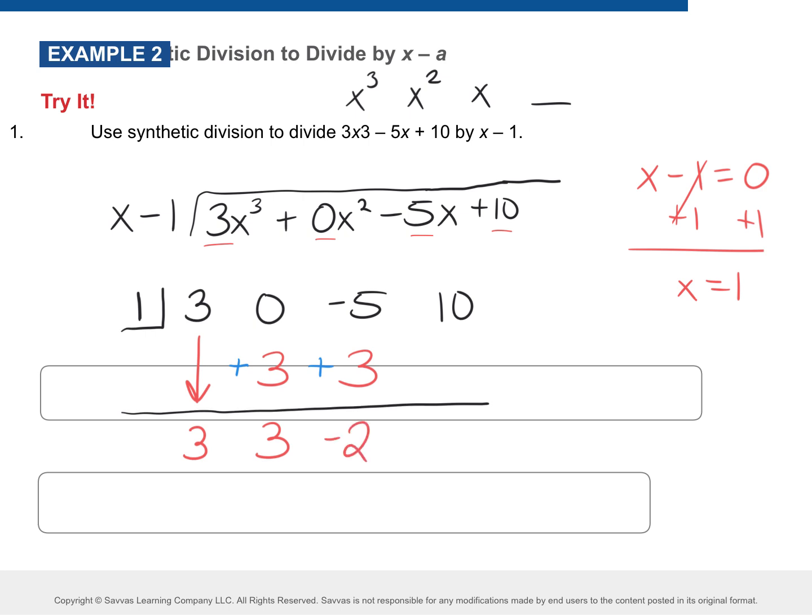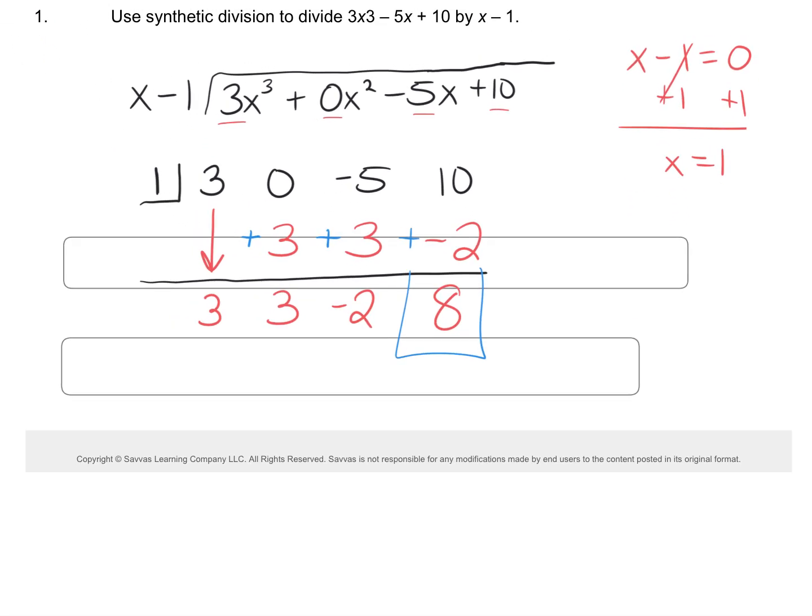Am I done? No. Keep going. What's 1 times negative 2? Negative 2. And then I add, what's 10 plus a negative 2? 8. Okay. What do I want you to do with that 8? Box it. Why do I want you to put it in a box? That's right. That's your remainder. Okay. Am I done? No, we need to write our answer. How do I know how many x's we're going to have for our highest degree?